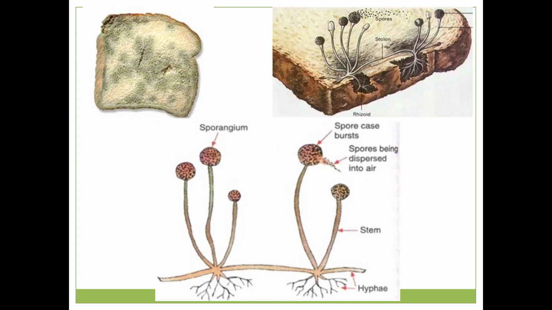So these were the three methods of asexual reproduction. So plants reproduce by sexual reproduction as well as asexual reproduction. With this, we end the lesson.